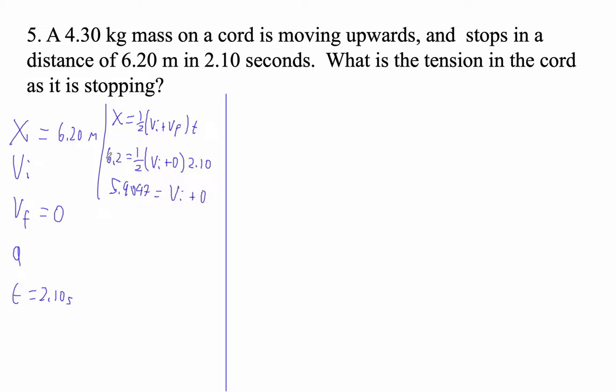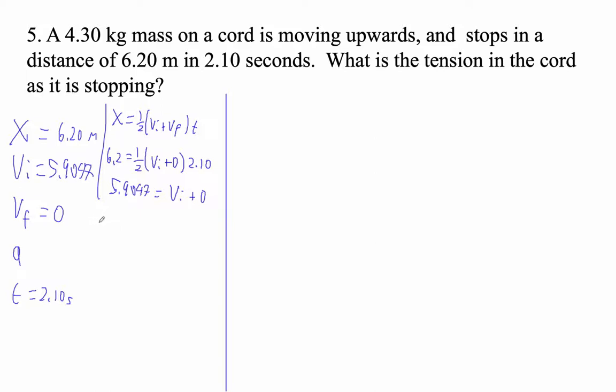So again, I type the 6.2 in, multiply by 2 to get rid of the 1/2, and divide by 2.1 to get rid of the multiplication on this side. And I get what is equal to vi plus 0. Of course, that's just vi. So vi is 5.9047, and now I want to solve for a.